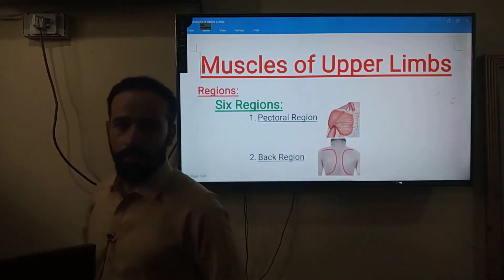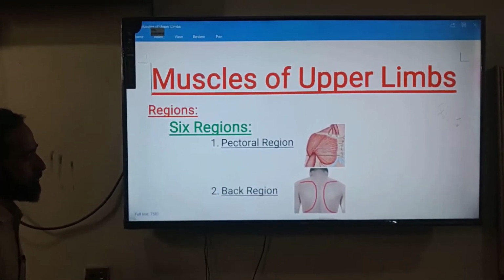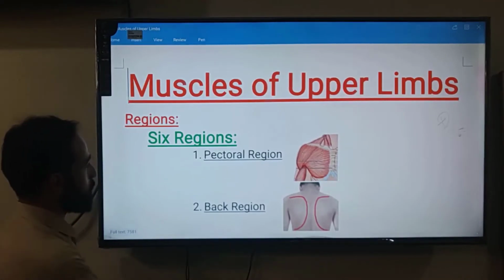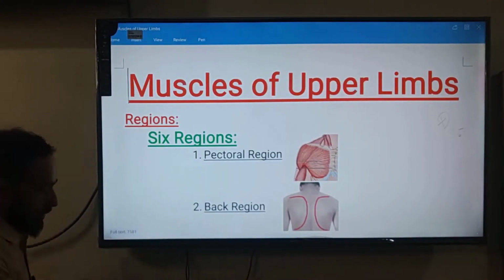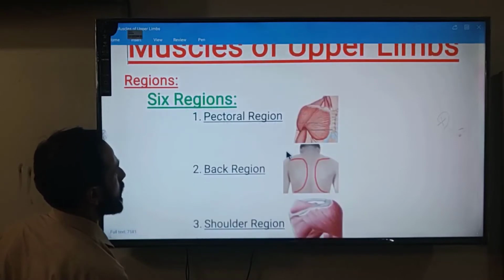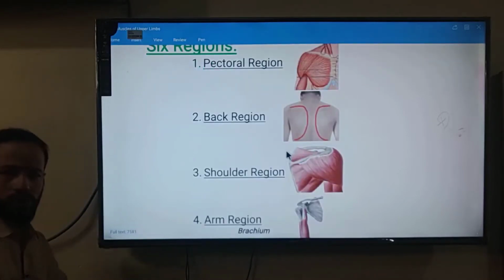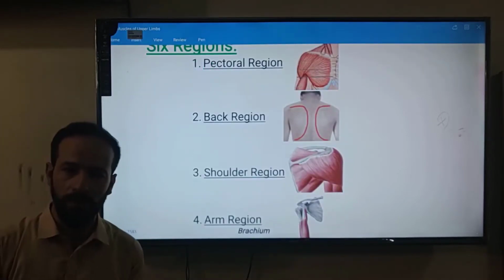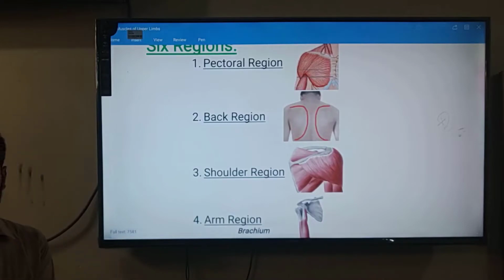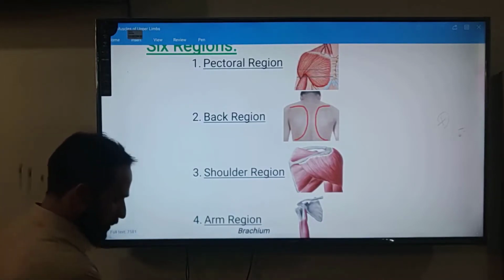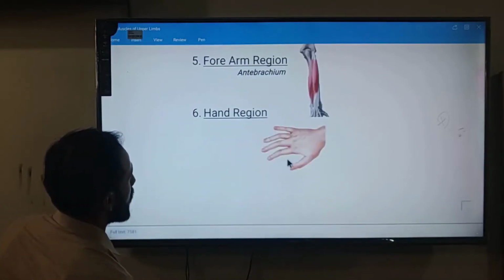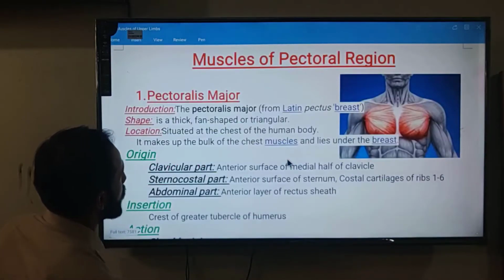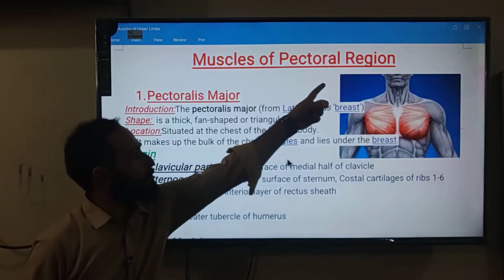We are discussing the muscles of the upper limb, right? My previous lecture was about the regions of the upper limb: there are 6 regions, the pectoral region, back region, shoulder region, arm region, forearm region and hand region, which I have already shared with you. And then we discussed the first muscle present in the pectoral region. That was, we discussed the muscles of the pectoral region.